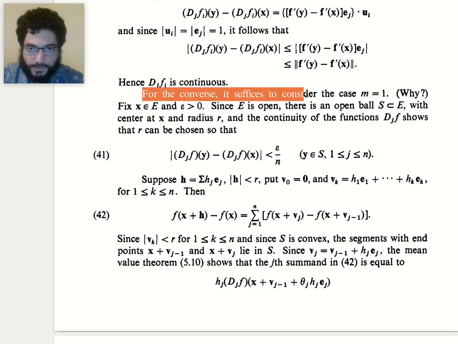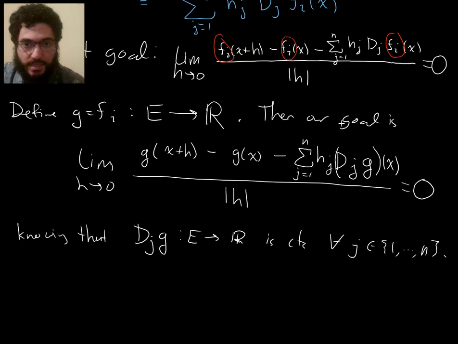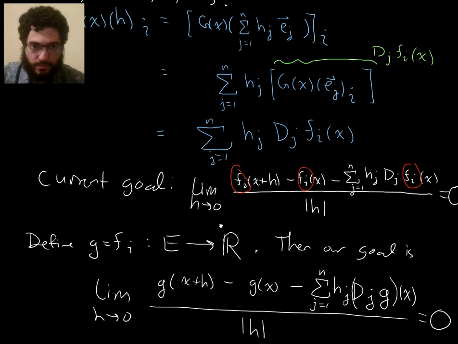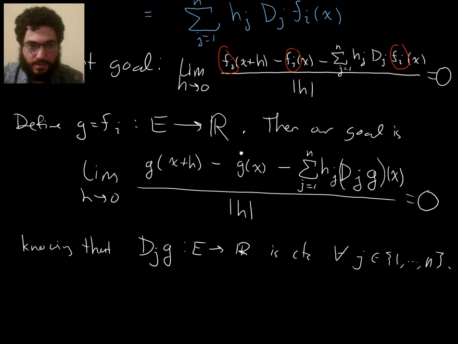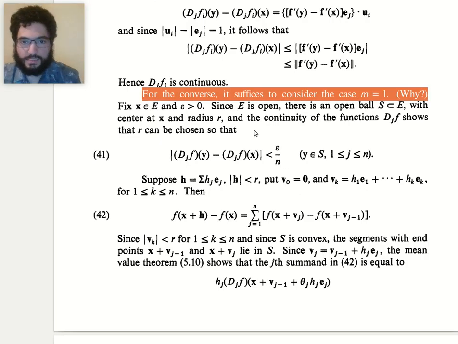So for the converse, Rudin's first step is to say we consider the case m equals 1, and that's sufficient. Why? Well, it's sufficient because of all of this work that we did here. So the work we did here was to reduce ourselves to focusing on g here, where g is real valued. So R here rather than R to the m.